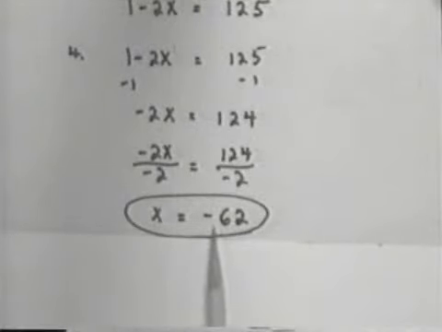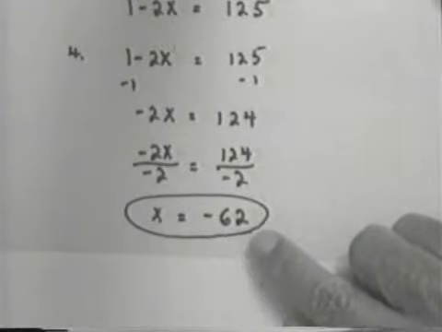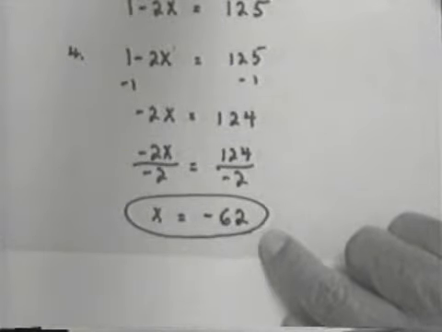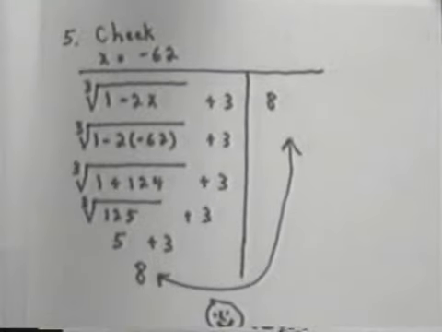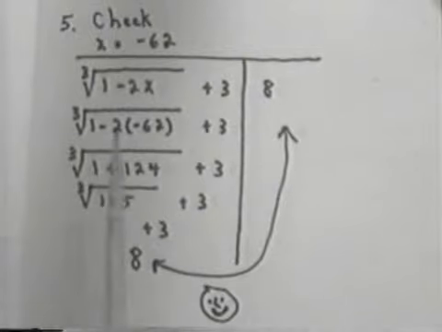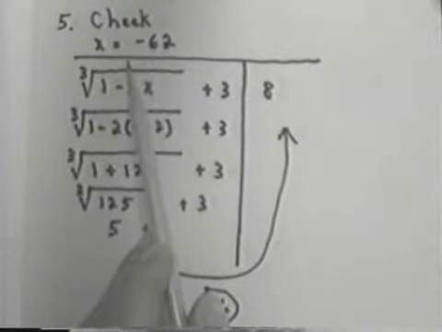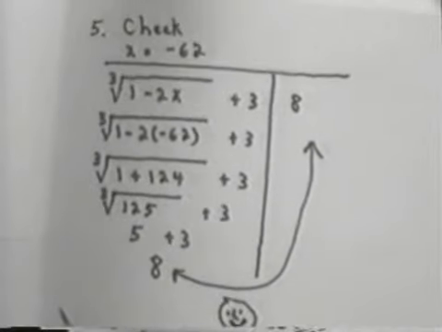Now this may or may not be the solution. Remember, with these, you must check. So step 5 is to do the check. Now I circled this to indicate that we think it's the solution, but we don't know for sure that it is. So let's go to step 5 and let's check to see if it does work out. We're checking to see if x is indeed negative 62.